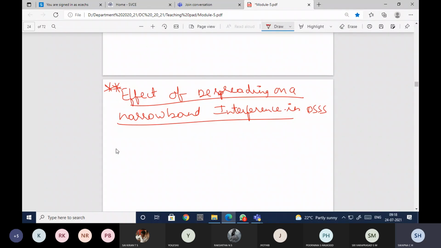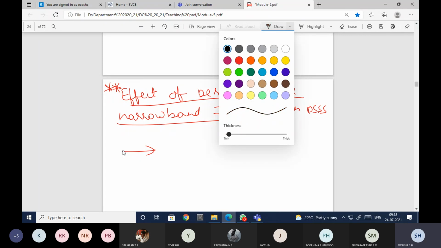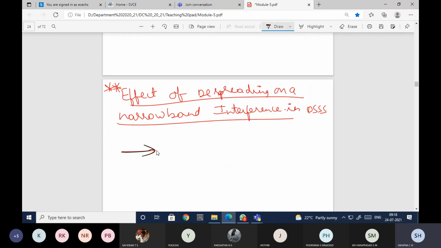Here I'll draw the transmitter, channel, receiver, everything. So first I have a BPSK modulator. That's what I've told you. Either you can first modulate the signal and then spread it, or spread the signal and then modulate. Anything is the same. So here let me write it as BPSK modulator.